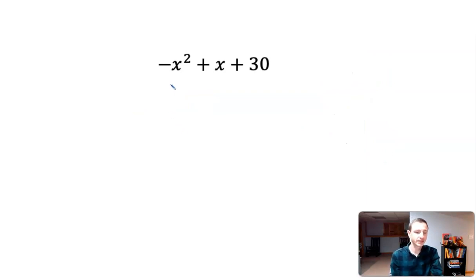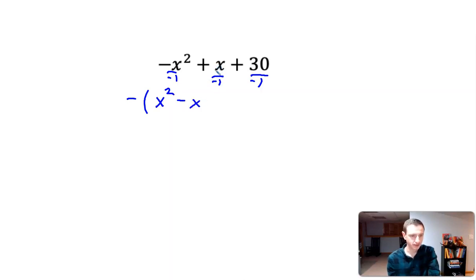Here I have a leading negative. Now I don't have a GCF. I don't have any factors that I could pull out, but I do have a leading negative. So in this case, where I have a leading negative, the first thing I'm going to do is take out that leading negative. So I'm going to have negative, and then I divide each term by negative 1. I just flip the sign of all three terms. So this is going to become positive x squared minus x, because it was positive x, so it becomes minus x. And this was positive 30, so it's going to become minus 30.